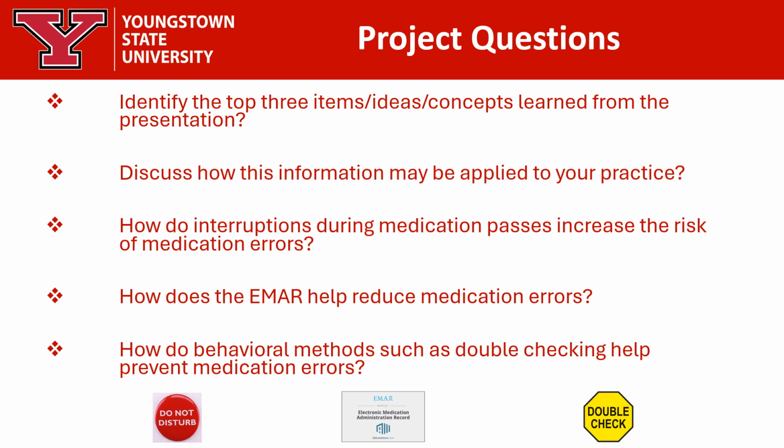3, how do interruptions during a medication pass increase the risk of medication errors? Can you give me some examples of these? 4, how does the EMAR help to reduce medication errors? And finally, number 5, how do behavioral methods such as the double checking method help to prevent medication errors?